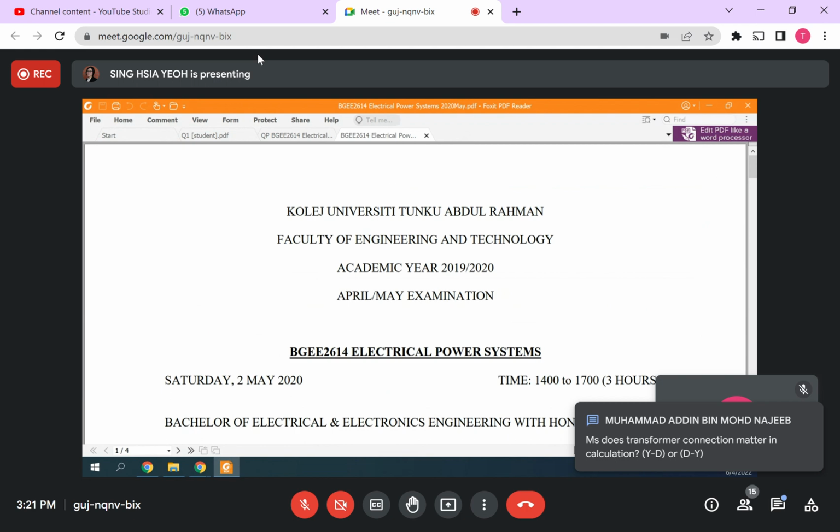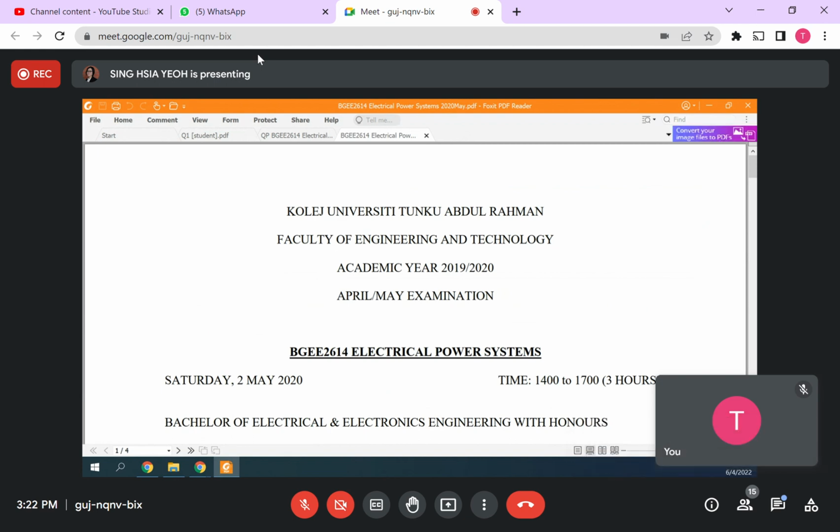Delta Y or Y delta. But in your syllabus, normally the question will be YY. If YY, that means you draw exactly as the diagram only. Okay, this is a tip. Most questions will be YY.